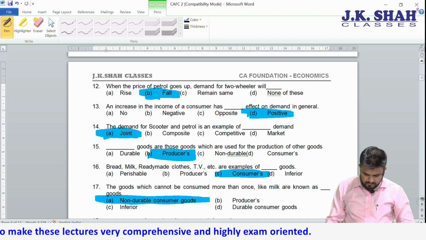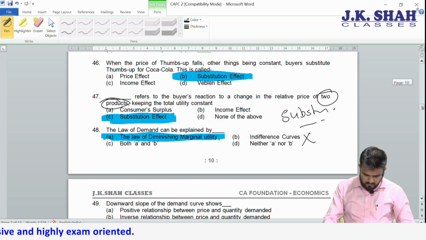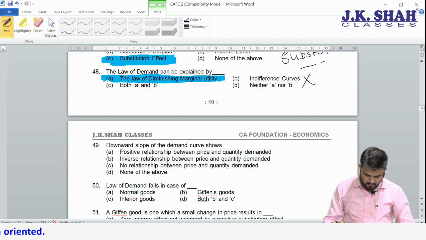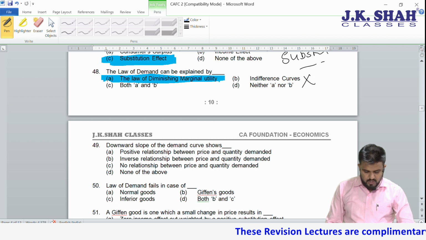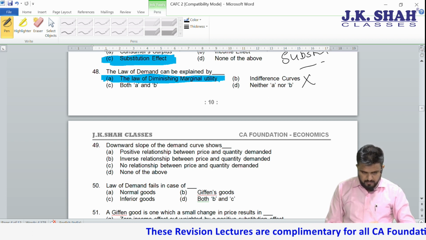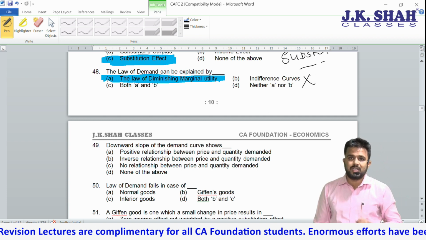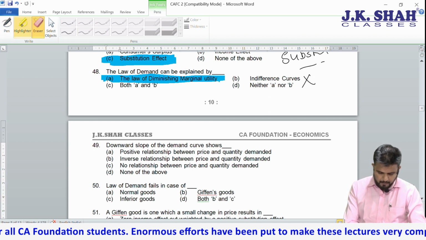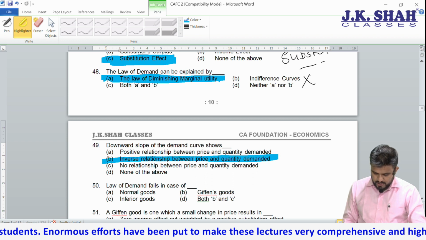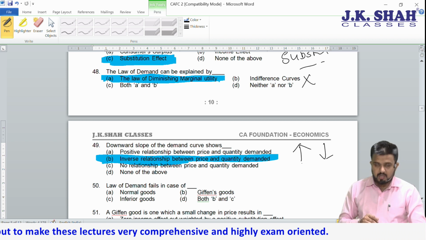49. Downward slope of the demand curve shows positive relation between price and quantity demanded, inverse relationship between price and quantity demanded, no relationship, fourth is none. Very simple. Downward slope always represents inverse relationship, because higher the price, lower the quantity demanded.